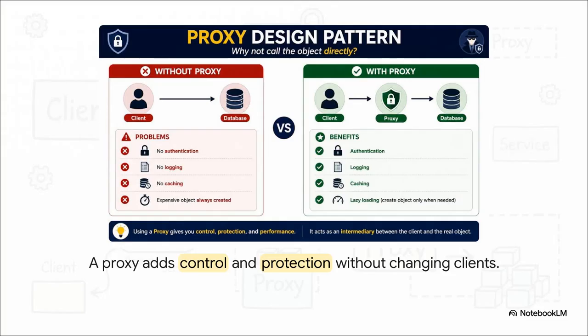It's doing all the dirty work. Just imagine what happens without a proxy. Like when a client directly hits a database. You've got no authentication, no logging, no caching. Expensive objects are just constantly created, even if they aren't fully needed yet. Honestly, that is a recipe for a sluggish, insecure system. It's literally like leaving your front door wide open in a bad neighborhood. But by simply dropping a proxy into the middle of that setup, you instantly gain this incredibly powerful intermediary layer that gives you control, protection, and performance. And the best part? You do it all without changing how the client actually asks for the data.